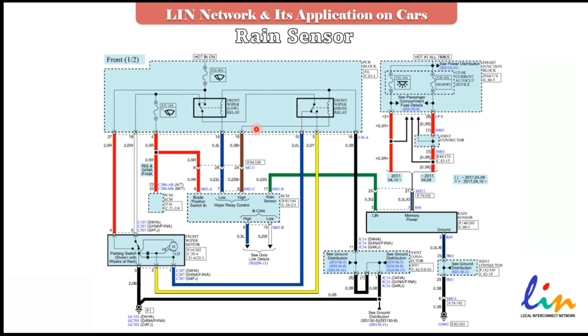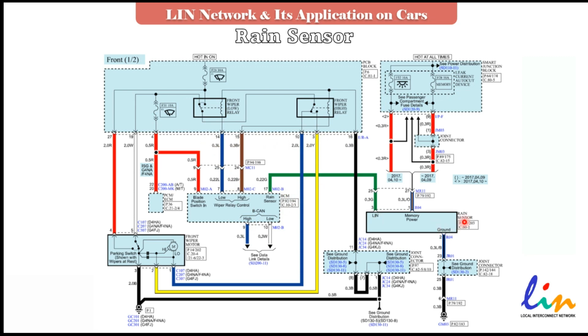So the next one is the rain sensor. As you see, this is the wiper system. We have the body control module here, the front wiper low speed relay, and the high speed relay. Obviously the body control module is responsible for energizing the relays based on customer request.